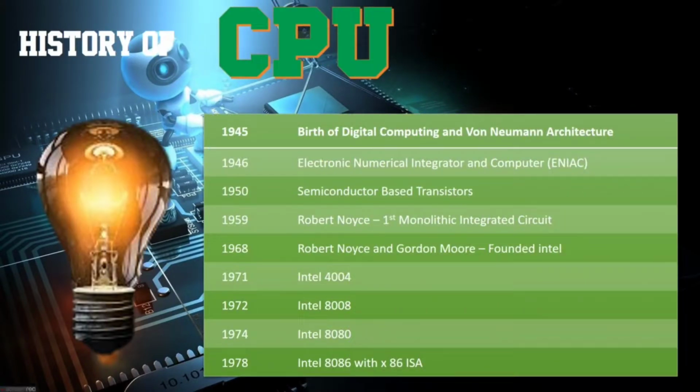History of the CPU was also tackled. Here are some of the prevalent and remarkable dates in terms of discoveries and development of the CPU. 1945 was the birth of digital computing and von Neumann architecture, while electronic numerical integrator and computer, or ENIAC, was discovered and developed in 1946. In 1950, semiconductor-based transistors were furnished, and a lot more.